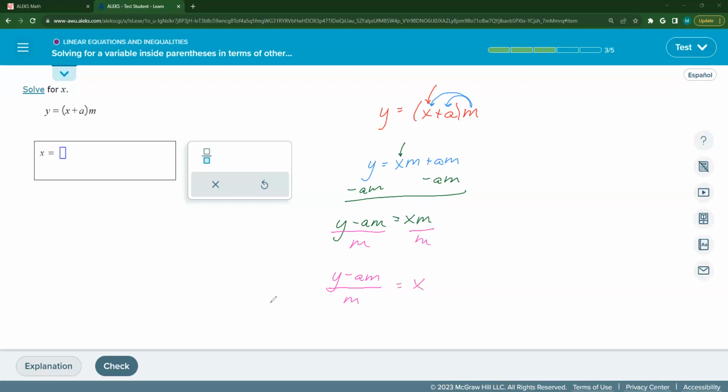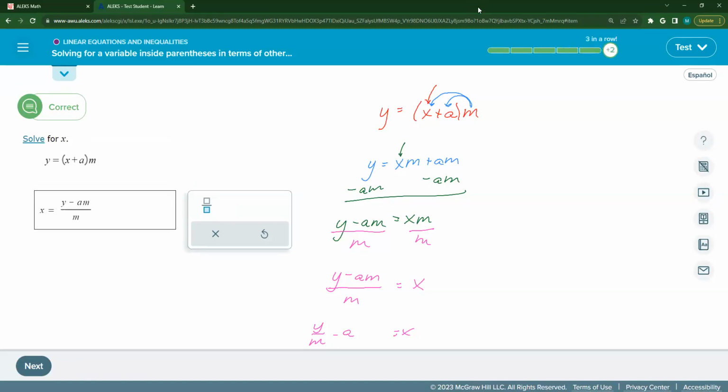That equals x. So the other way that I could write this would be y over m minus a, and that equals x as well. All right, but I'm going to put this one in. So I have y minus am over m equals my x, and we should be good. And we are done with that topic.